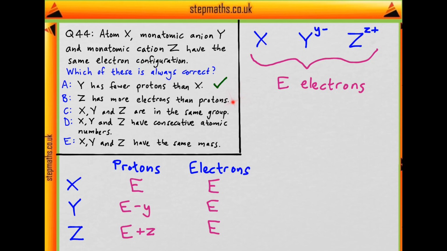Let's look at the rest for completion and to make sure I've not gone wrong. It says Z has more electrons than it has protons. If you look at our table, Z has E plus Z protons and just E electrons, so this is the wrong way around, so we can cross that off.